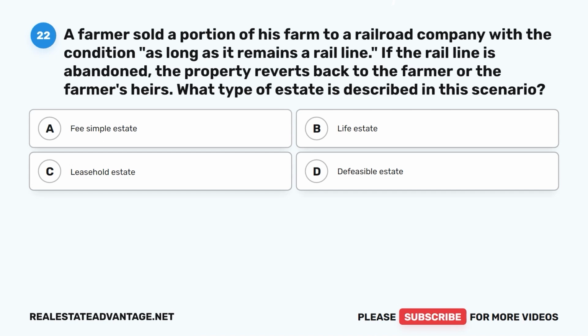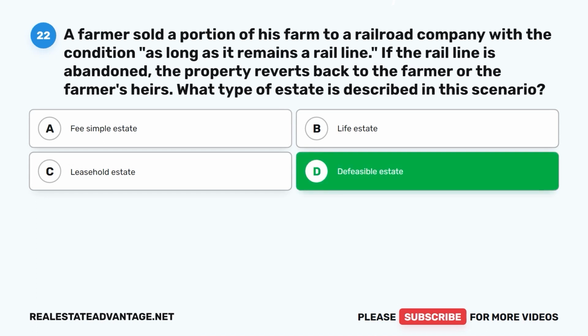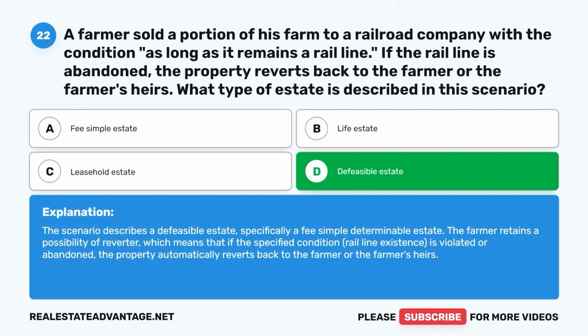What type of estate is described in this scenario? A. Fee simple estate. B. Life estate. C. Leasehold estate. D. Defeasible estate. The correct answer is D. Defeasible estate. The scenario describes a defeasible estate, specifically a fee simple determinable estate. The farmer retains a possibility of reverter, which means that if the specified condition, rail line existence, is violated or abandoned, the property automatically reverts back to the farmer or the farmer's heirs.